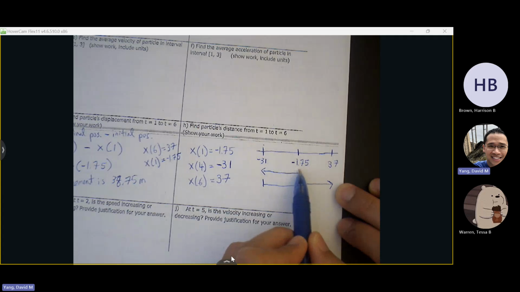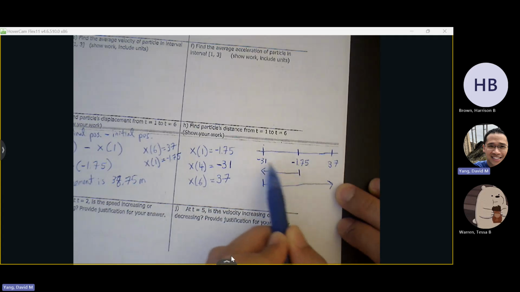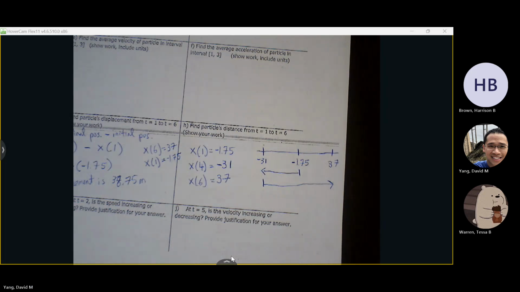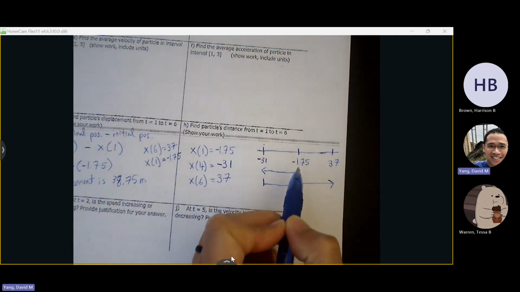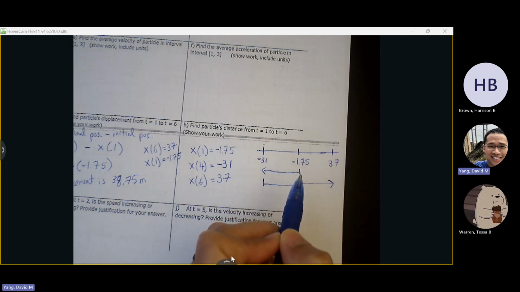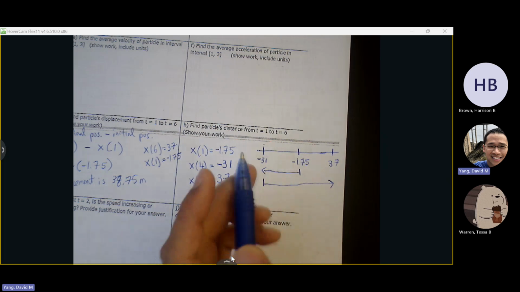So from negative 1.75 to negative 31, how many steps would you have taken to get from this location to this location? You can basically subtract these numbers and make sure you convert any negatives to positive, because if you are counting steps, you're always counting positive steps. You don't count negative steps. So 29.25.